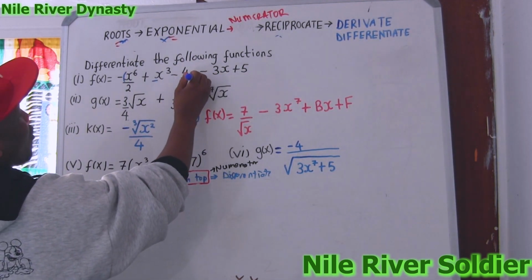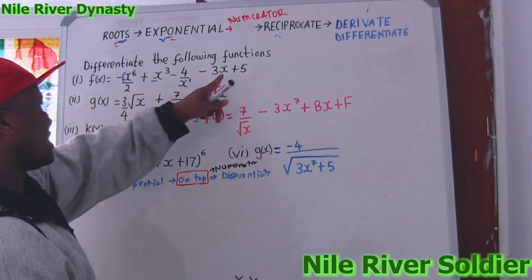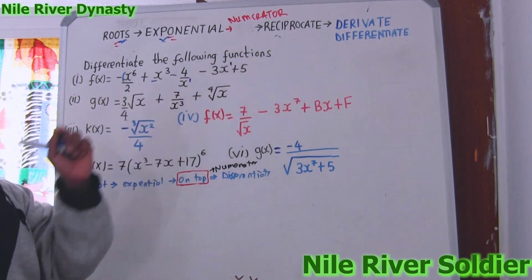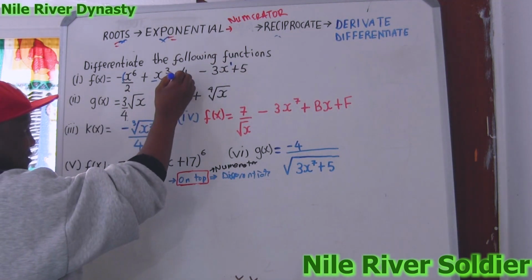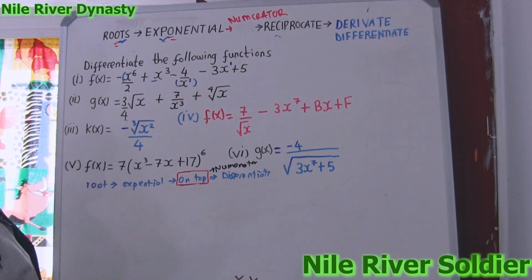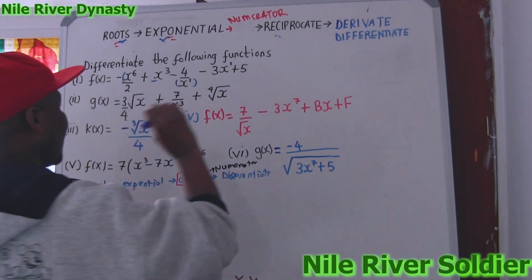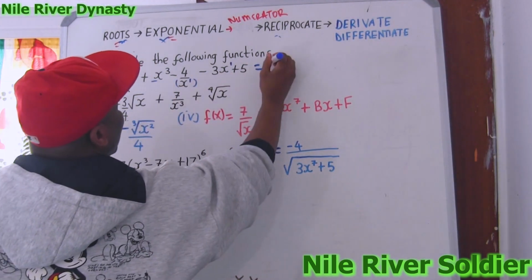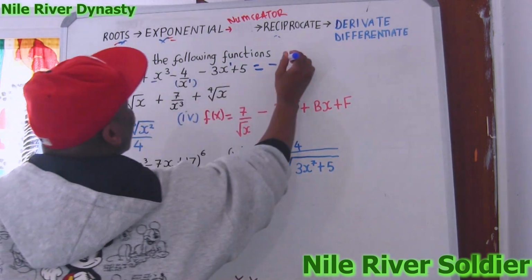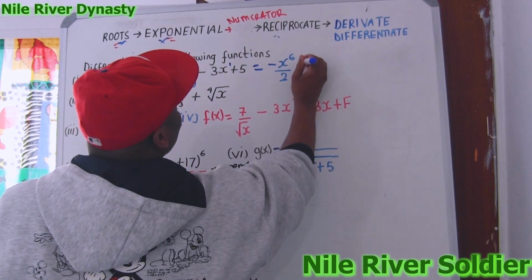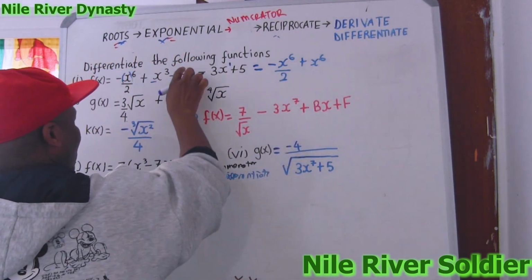This exponential: power one, because there's no power means power one, and this is power one also, and this is five. But the problem is not everything is in the numerator. This x here is not a problem, it must go to the numerator. So now if I have to rewrite, I'm going to write into the numerator negative x power six over two, and then plus x power 6, and then this is going to go to the top.